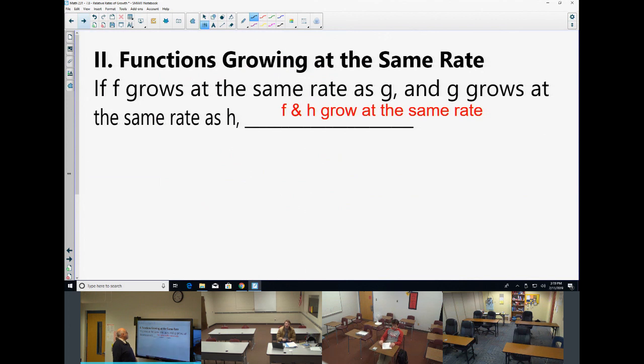Okay, functions growing at the same rate. If f grows at the same rate as g, and g grows at the same rate as h, then f and h grow at the same rate.